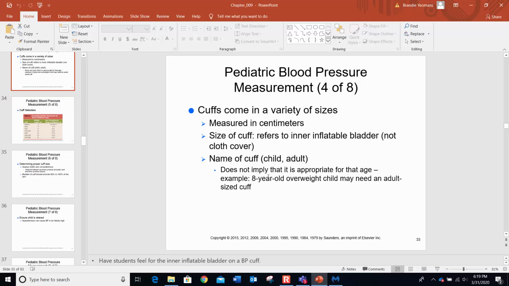Now, this slide actually points out a really good point. Some of our children that are young in age, like they're talking about here, there's an 8-year-old overweight child, might need an adult size cuff. So don't just look at the child's age. Look at the patient. Read your patient. Use the right size cuff.